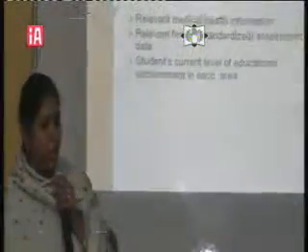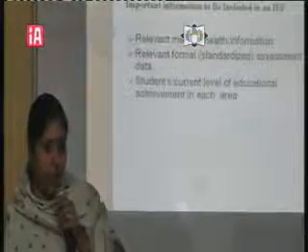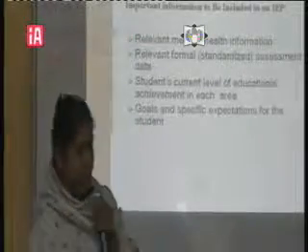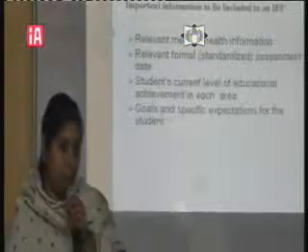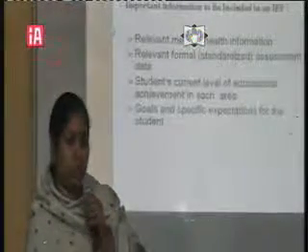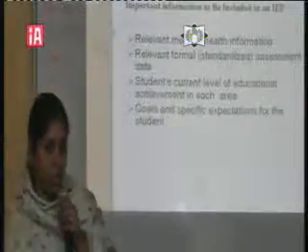Students' current level of educational achievement in each area. Okay, so the current level of educational achievement. Goals and specific expectations for the student. What do you expect? What does the family expect this child to do? What does the teacher and the school expect the child to do? What are the goals and the specific expectations?